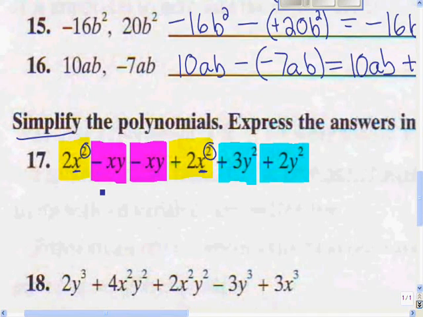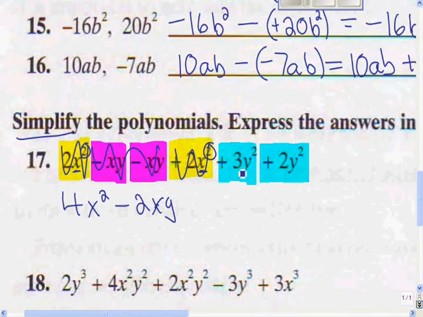So 2x squared plus 2x squared. Since they're both positive, I'm going to add. That's going to give me 4x squared. So I'm going to cancel those out so I won't get confused later. Now I've got a negative and a negative. Well, since the signs are the same, I know I'm going to add, and that's going to give me 2xy, and since both the signs are negative, I know my answer is going to be negative 2xy.